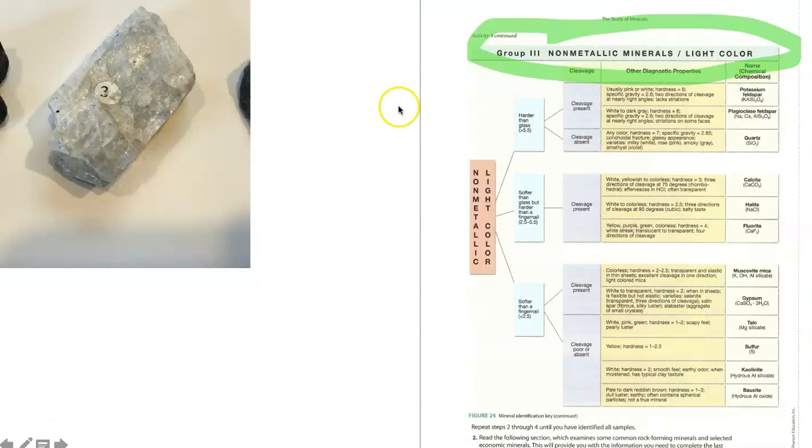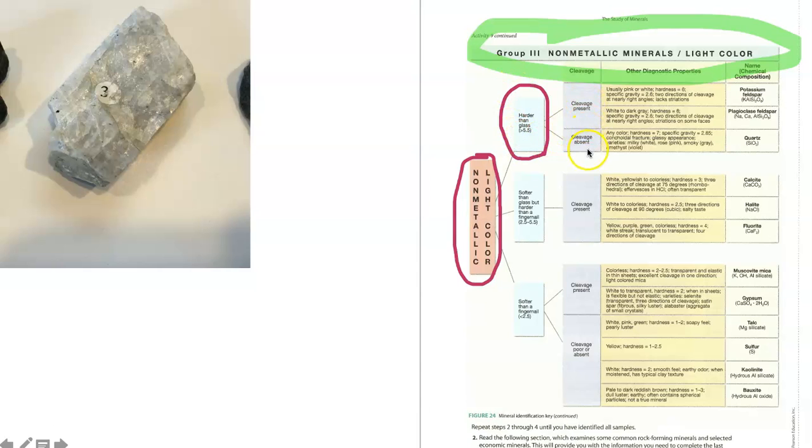Let's move on to the third group, non-metallic and light-colored. So I'm going to use sample number 3 for this one. And again, it's non-metallic and light-colored. And the first thing we need to do is determine its hardness. So if I scratch this mineral on quartz, it does not scratch quartz, but it turns out that it does scratch glass. So it's actually up here in this category here.